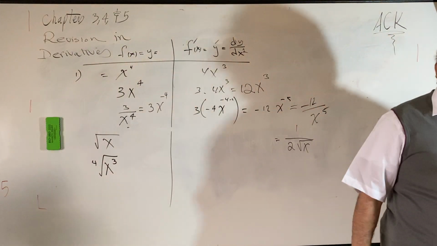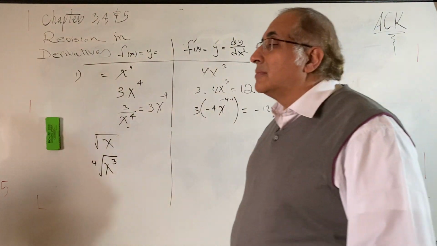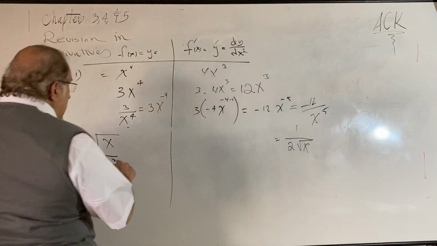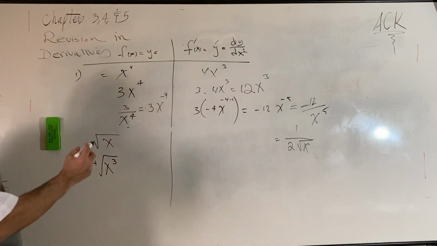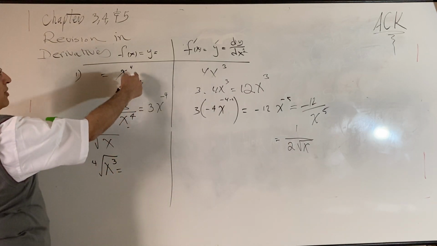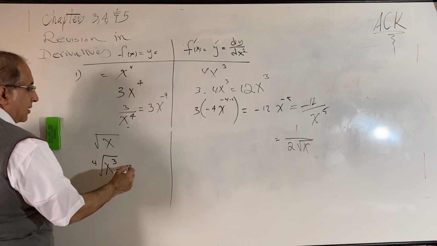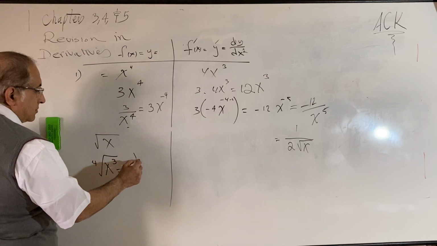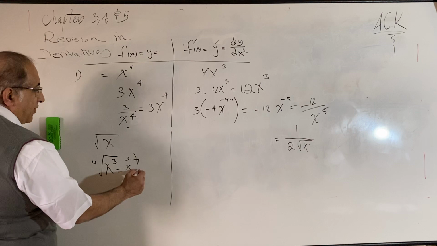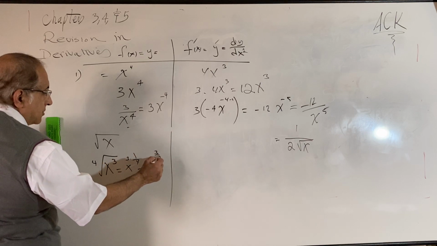It's the 4th root of x cubed. And now there is no rule I can remember. The best way is to put it in exponent form. How? This is a quarter times 3. So at the end, x to the power 3/4.